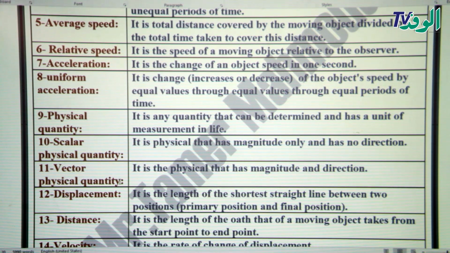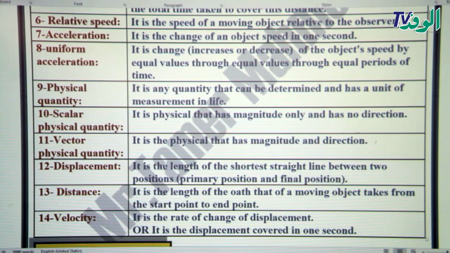What about the vector physical quantity? It is the physical quantity that has magnitude and direction. Both of them. لها مقدار ولها اتجاه. تعال ناخد لها examples ونبدأ ب vector physical quantity وهي the displacement.